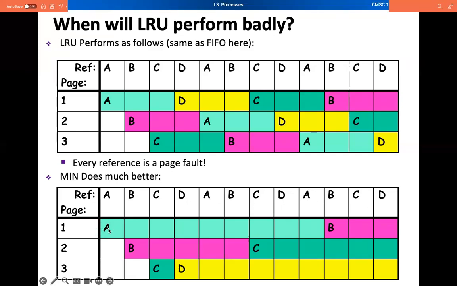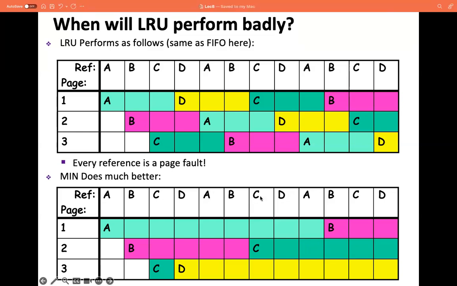So first we load A, B, and then C, and then followed by D. So why is it that the D replaced C here? Because if we look at the future, so A, B, C, and then D. So for A, B, C, the farthest away is C. Okay, so matagal pa siya ilo-load.